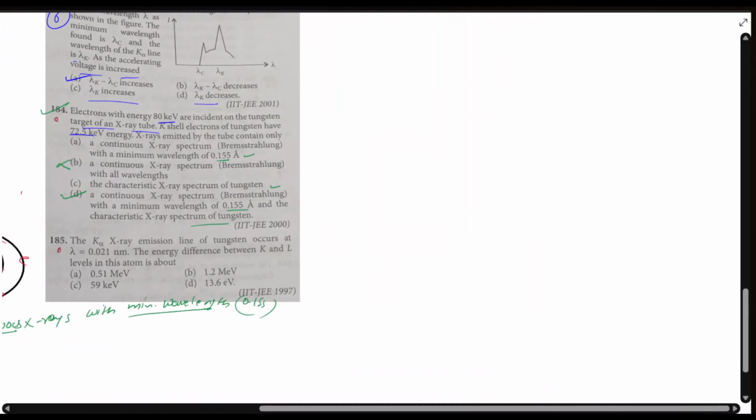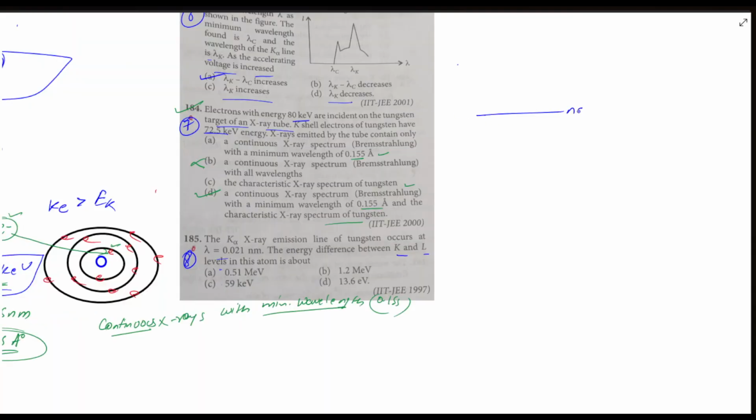Let's move on to 185, which is our eighth question, since that was our seventh. K alpha wavelength is given. The energy between the K and L levels in this atom is about? So this is simple. We have n equals 1, this is n equals 2, this is n equals 3. So this is K alpha.